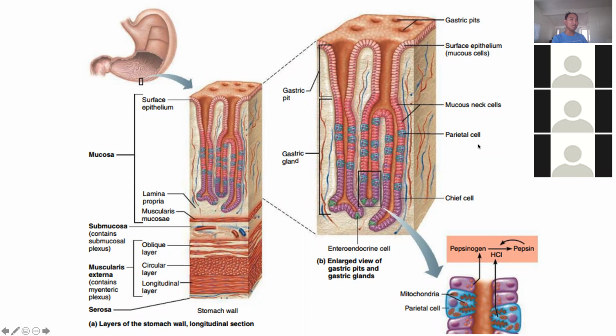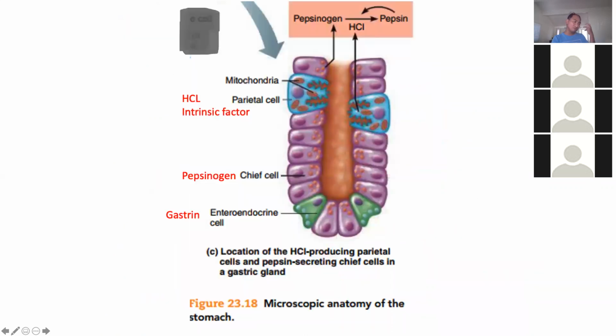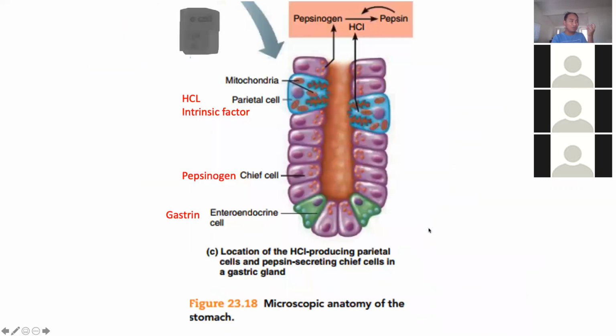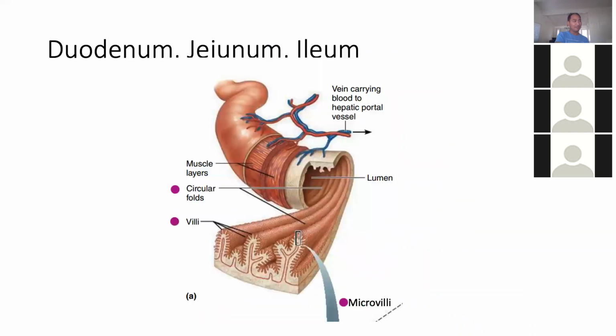We know that the parietal cell will secrete hydrochloric acid and pepsin and intrinsic factor, and chief cell will secrete pepsinogen. Yeah, so that is what we should understand about the cells in the gastric glands. So gastric gland, we have multiple cells. And these are the important cells in our stomach.